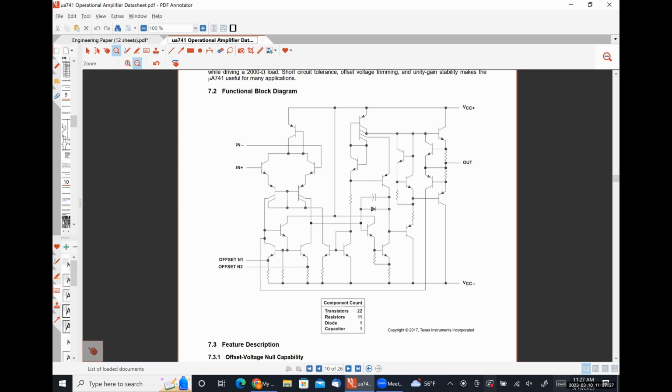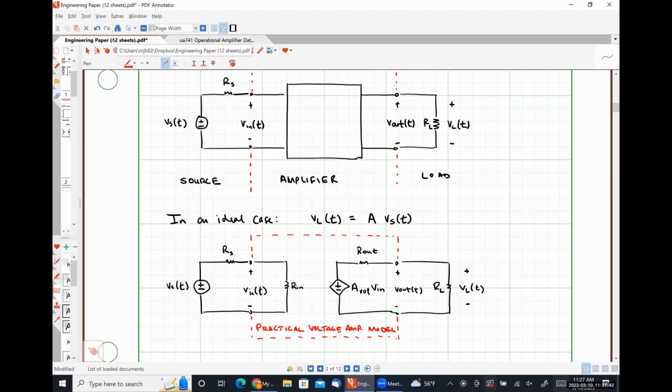So we have a double-ended input because there are two places that we can apply input signals, and we can absolutely apply signals to both of them. And we have a single-ended output. Well, in this model, we only have space for a single-ended input. So we're going to have to modify this really slightly, okay?